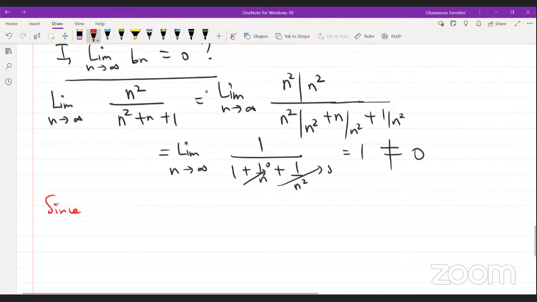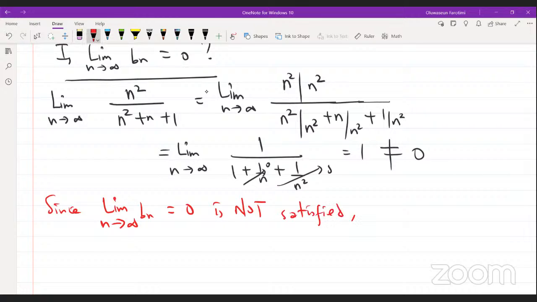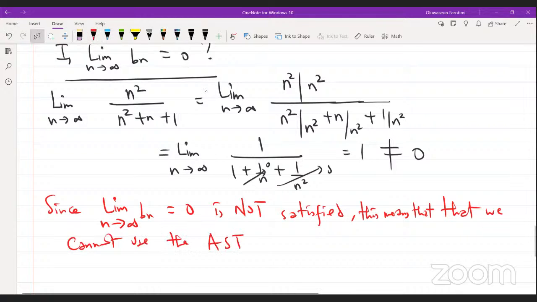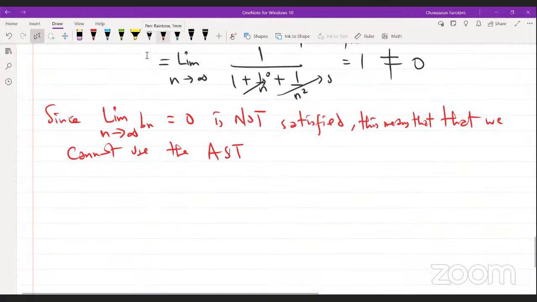So since this guy equals 0 is not satisfied, what happens? This means that we cannot use the alternating series test. Interesting. So I got to think about something else. That means sometimes the alternating series test may not be the way to go.